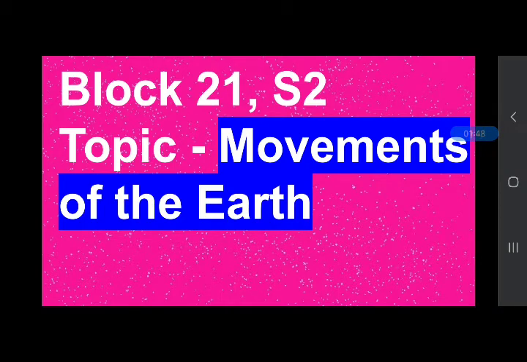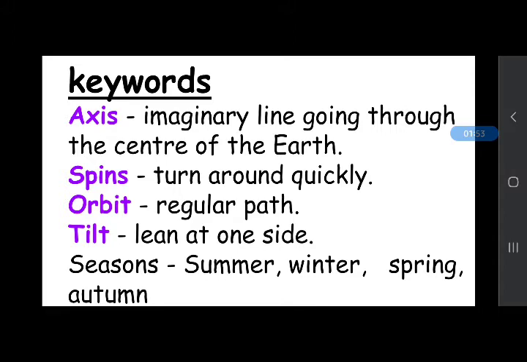Write topic name with date in good handwriting. Here some keywords are given. We will use them in this topic. Axis means imaginary line going through the center of the earth and spins, turns around quickly like a top. Orbit means regular path or way of something, like a planet's orbit. Tilt, lean at one side. Seasons, you already know: summer, winter, autumn, spring.